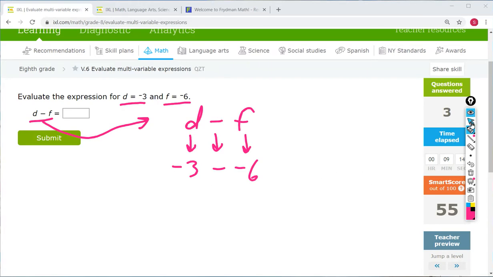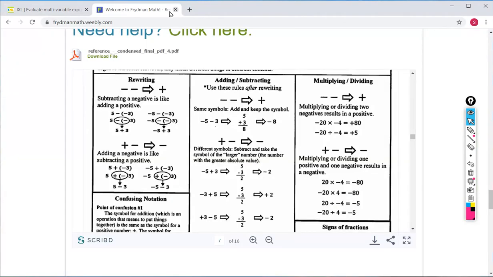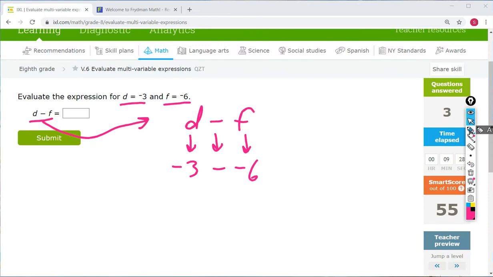Now let's follow the rules. So we have a minus negative, right? So we're going to turn that into a plus. Let me just get rid of this. So we will turn this over here into a plus sign. And then we have negative 3 plus 6. All right, now how should we do negative 3 plus 6?